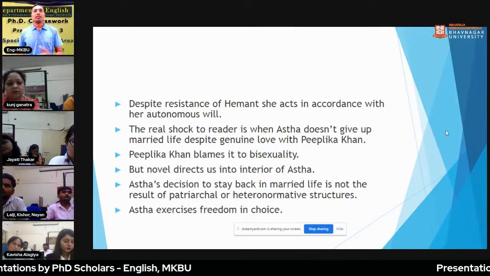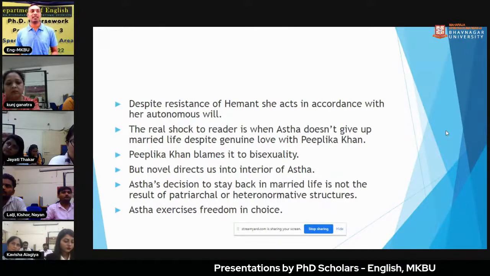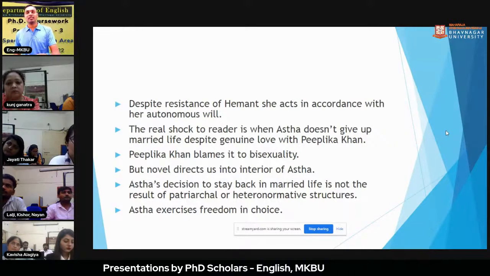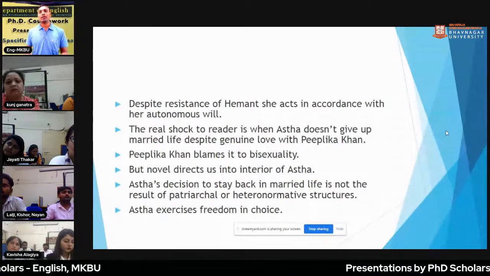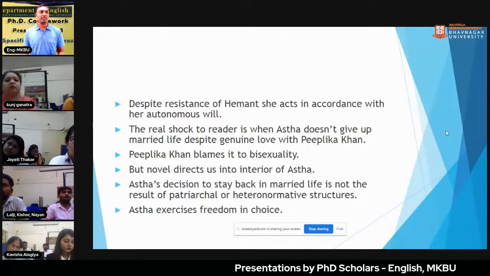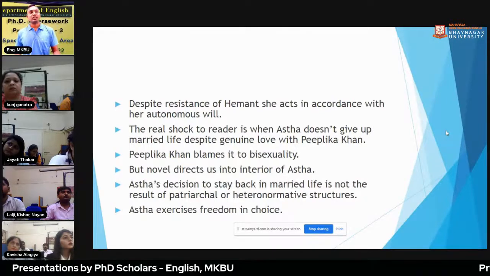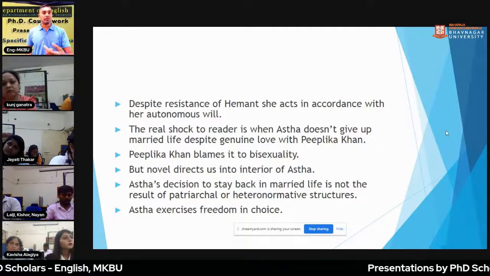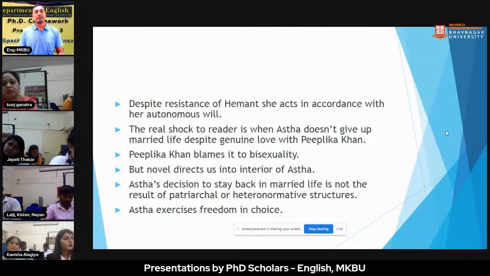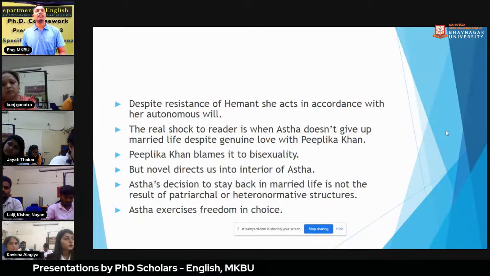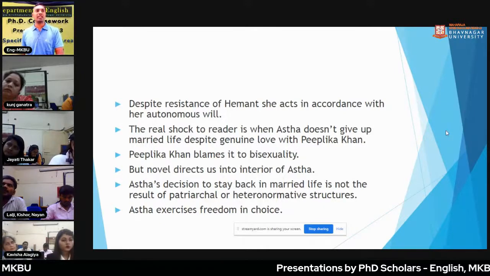Even for this, there are so many homophobic people in society who blame it on bisexuality. So do not have a relationship with a person who is already married. That is what even Peeplika Khan in the novel says. Because Peeplika Khan was single. She was lesbian, for instance. That is what is shown in the novel. And after she had a relationship, even sexual and love relationship, that also has to be taken into consideration. But still she cannot have Asta as a partner throughout her life, because Asta could not step out of the house and accompany Peeplika Khan and stay with her.